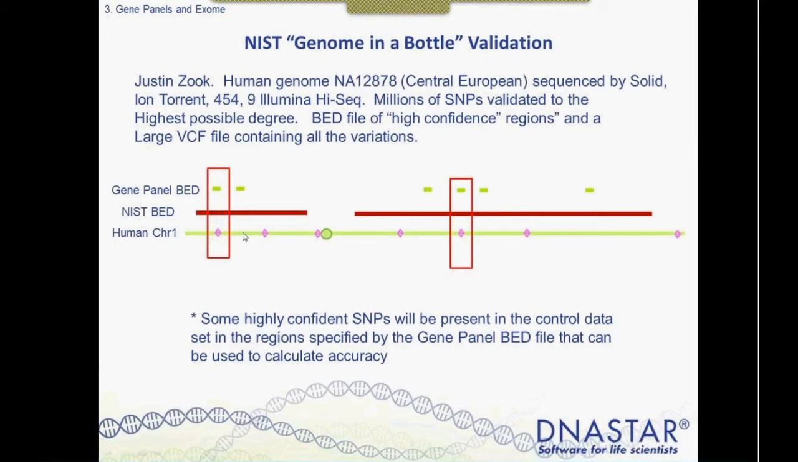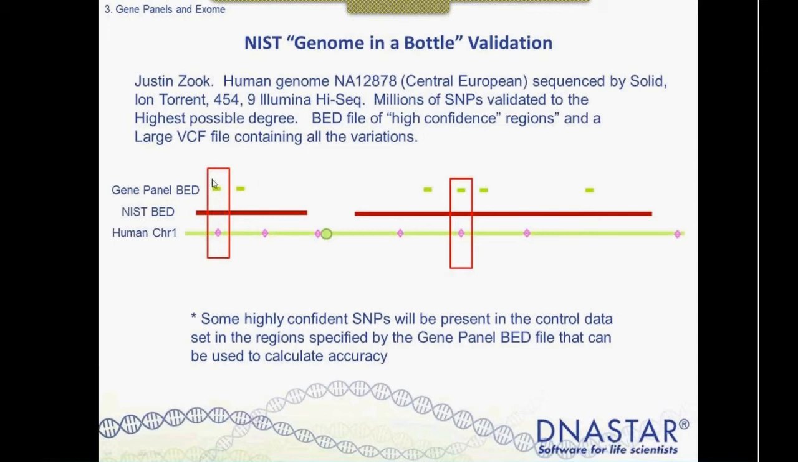And what we can do with our software is create an intersection so that if you have a gene panel of a number of genes, you can intersect it with the NIST data set and, using that panel, sequence this control individual. And that gives you a really nice control for a gene panel, to see: do I detect all the SNPs with my panel that are in these intersected areas?